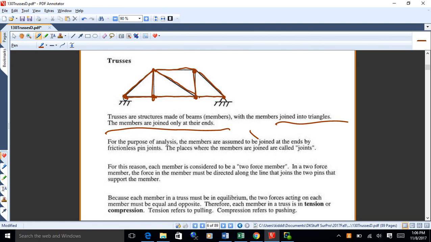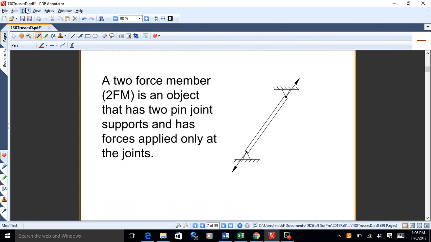Now, as a result of that way of making these, you assume the members are what are called two-force members. We're assuming that we don't load the members any place other than the joints, and we join them only at the joints. So as a result, those members are what we call two-force members. A two-force member is an object that has two pin joint supports and has forces applied only at the joints. So by itself, all a two-force member can do is resist an axial load.